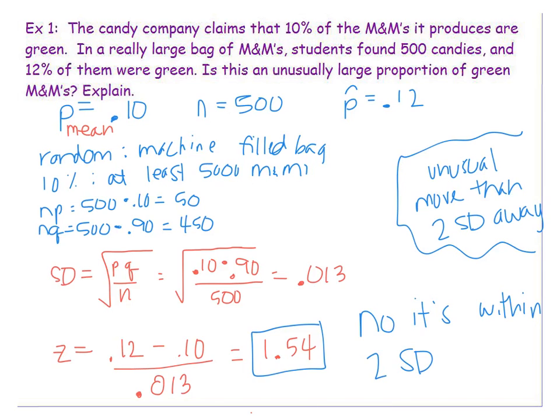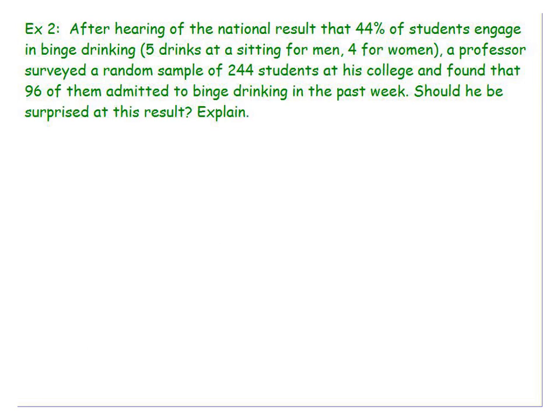So let's take a look at the next example. After hearing of the national result that 44% of students engage in binge drinking, that represents 5 drinks at a sitting for men and 4 for women, a professor surveyed a random sample of 244 students at his college and found that 96 of them admitted to binge drinking in the past week. Should he be surprised at this result?